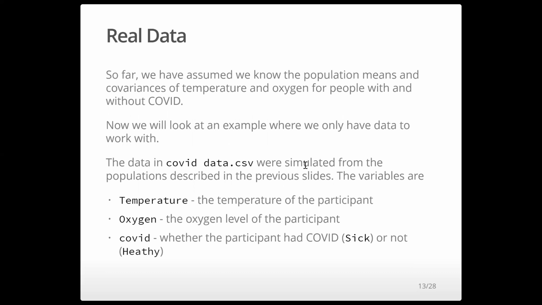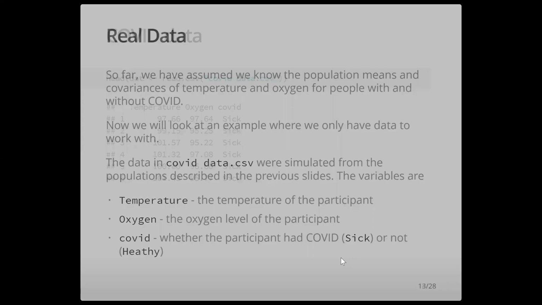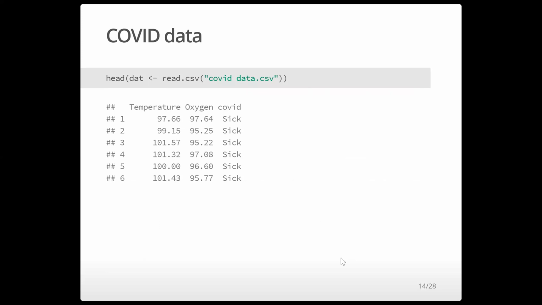So far we've assumed that we knew the population means and covariances of temperature and oxygen for people with and without COVID. So now we're going to look at an example where we only have data to work with, and we're going to estimate it. This is a data file that's up on Blackboard that was simulated based on the population means and covariances I told you about before. There are three variables: temperature, oxygen, and then a binary variable, whether the participant had COVID or not. So there's what the data might look like.